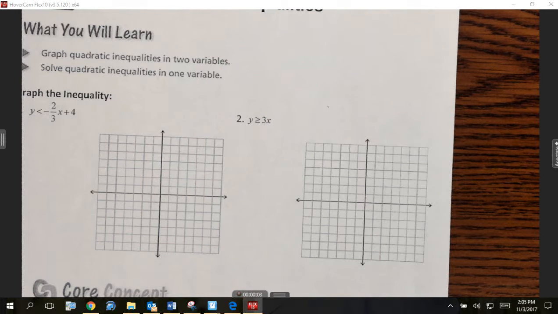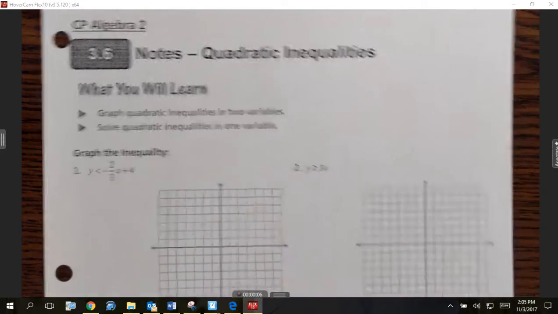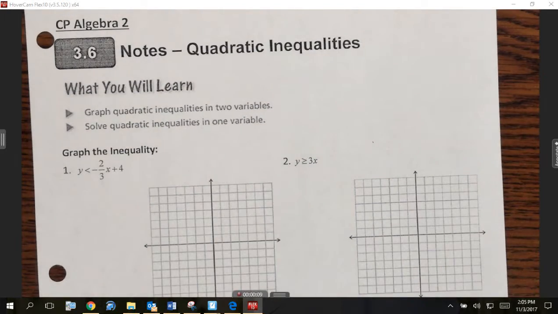Okay, today's section 36. We're going to be graphing inequalities. What's an inequality? Not equal. Yep. We're going to be having things like greater than, or less than, or greater than or equal to, or less than or equal to.